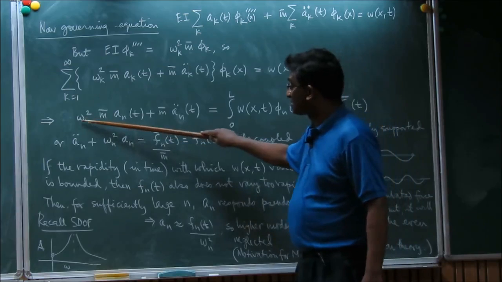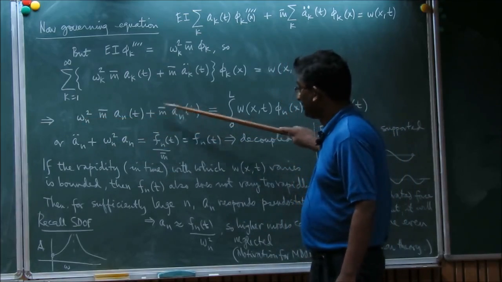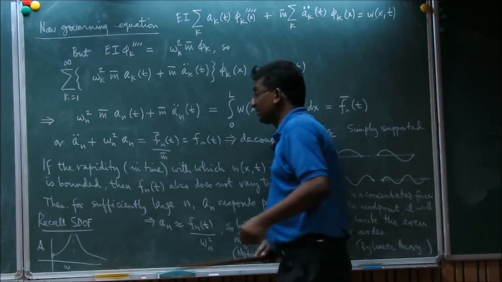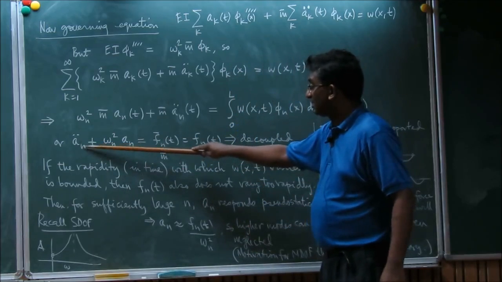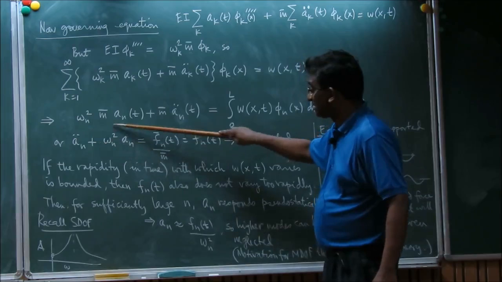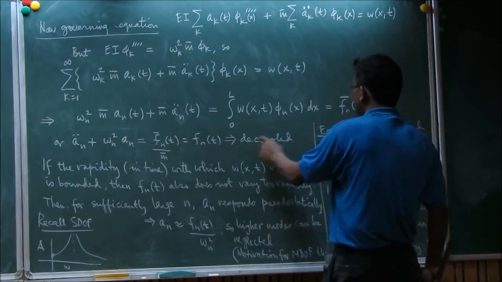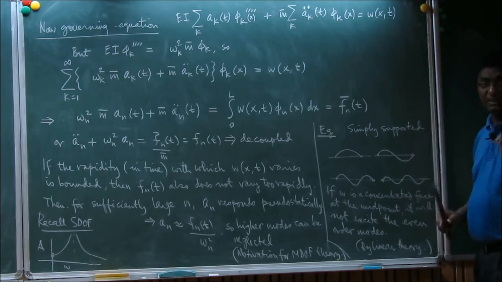And that is just omega n squared times a n here and a n double dot here. I've changed the location because this is how we normally write our harmonic oscillator. And you can see that this a n is now just a harmonic oscillator. It is a n double dot plus whatever is the omega n squared times a n is fn of t. They are all decoupled. In this decoupling, there are some things to watch for.